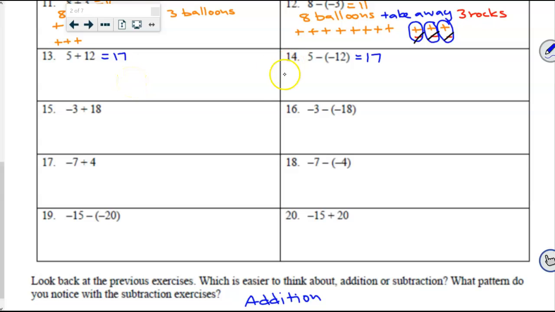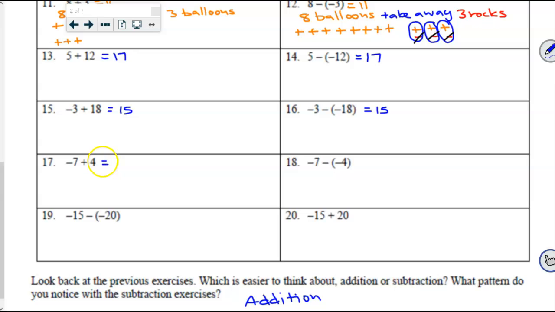I'm not going to draw models for each one of them, but we can check our work. 5 plus 12 is 17. 5 minus a -12 is 17. Taking away rocks means I've got to add in all those 0 pairs. We get the same result. -3 plus 18 was 15. -3 minus a -18 is also equal to 15. This is 3 rocks, take away way more rocks than I have, got to get all those 0 pairs in. Means I'm left with just the balloon part of the 0 pairs, so that's why it's a positive 15.